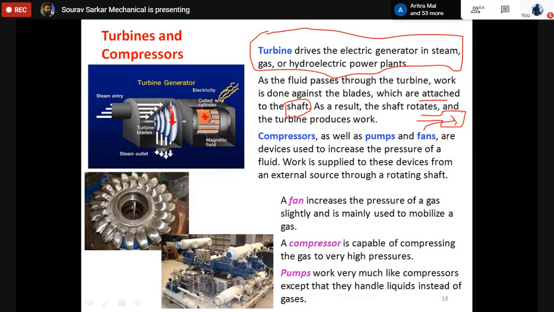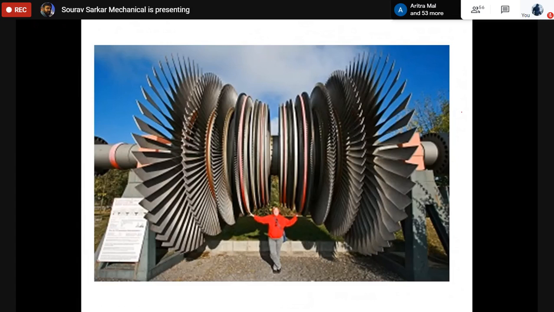How does a turbine look? The turbine will look like this. This is the typical gas turbine which is used in our aircraft. The diagram is visible.